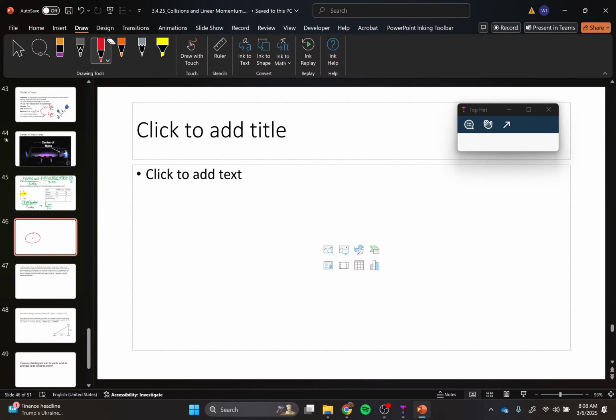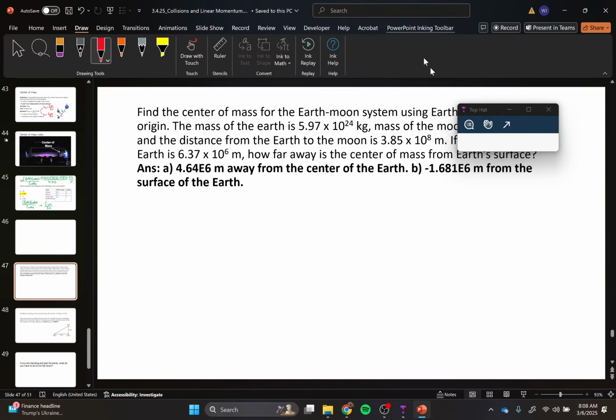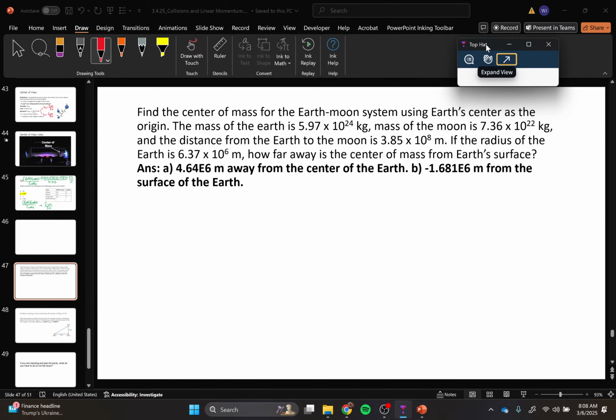It's relevant. All right. So this first problem is going to sound all crazy, but once we draw a picture of it, it'll be fine. We're going to find the center of mass for the Earth-Moon system. You got two objects. We can find the center of mass of those two objects. We're going to use the Earth's center as the origin. The mass of the Earth is 5.97 times 10 to the 24 kilograms. The mass of the Moon is 7.36 times 10 to the 22 kilograms. And the distance from the Earth to the Moon is 3.85 times 10 to the 8 meters.